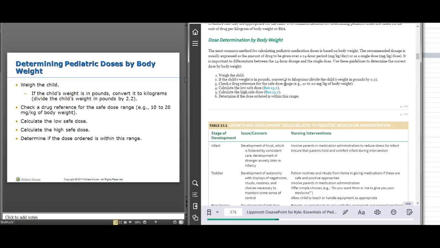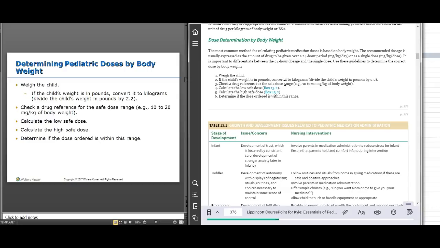All right, a lot of times you're going to have a range, like they list here, 10 to 20 milligrams per kilo. So you want to calculate the low dose and the high dose, and then see what your kiddo's getting and see if it falls within the range. If it does, it's a safe dose. If it does not, it's not a safe dose. Now, if it falls below, it's still a safe dose, but it's a non-therapeutic dose. Okay, so there is a difference.